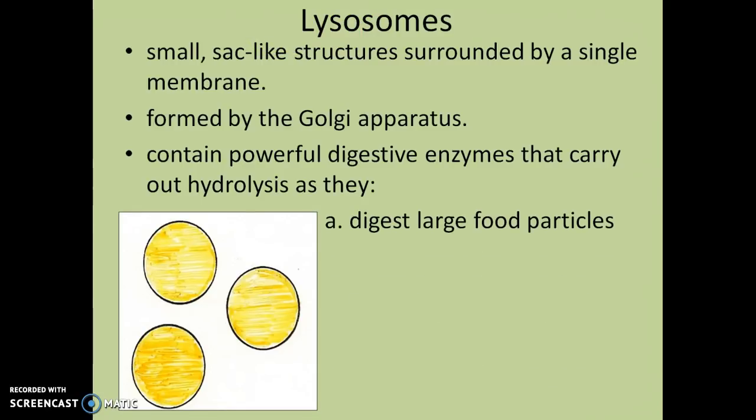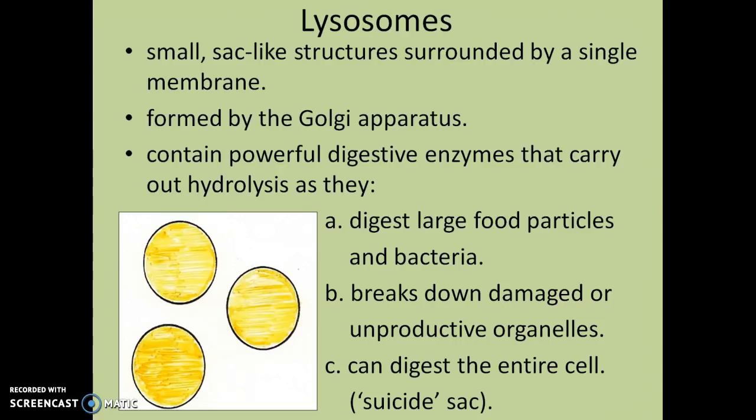Okay, they digest large food particles and bacteria. They break down damaged or unproductive organelles. So if a mitochondria stops working or a vacuole or something, these guys will go and disassemble those not working organelles. They could also digest the entire cell, like self-destruct mode. If the cell is not working very well anymore, these guys will burst open, releasing all their digestive enzymes and kill the cell itself. So I like to call them the cleanup crew of the cell.